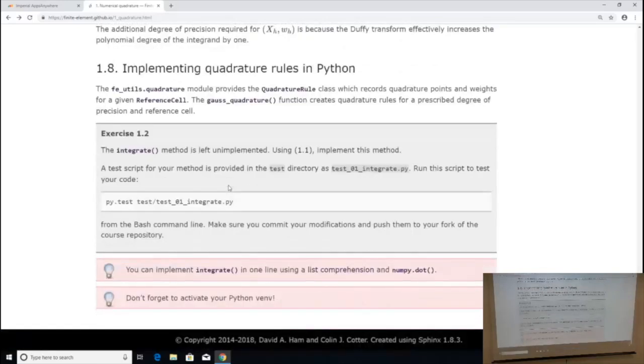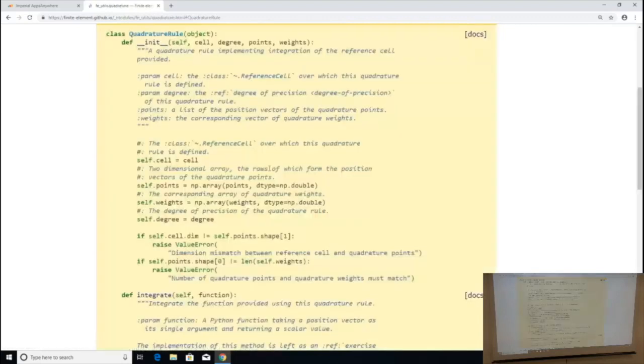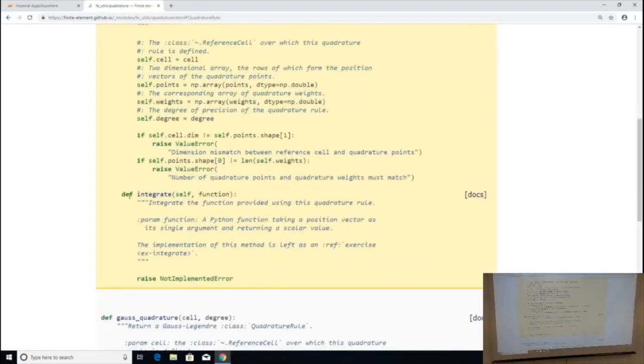So now we get into the real bit. So the FEUtils quadrature module. Okay, so how are we going to find that? So if you click on here, this does give you the documentation of the quadrature rule class. And if we look at its source, boom, then here we find the integrate method that that page was talking about, and we find it's not implemented. So, yep, that's what we're going to do.